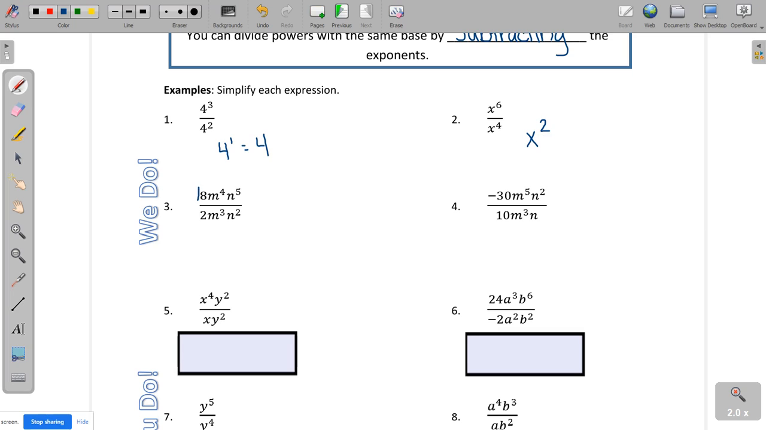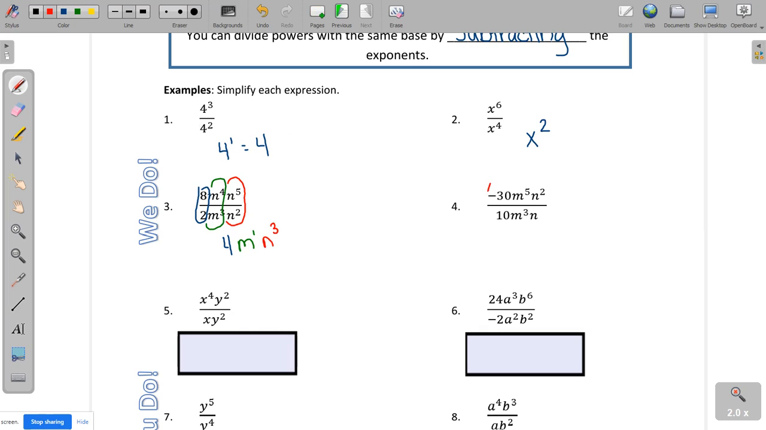Number 3, we need to simplify our coefficients first. 8 divided by 2 is 4. And then let's look at our m's. So we have m to the 4th and m to the 3rd. 4 minus 3 is just m to the 1st, which we don't need the 1. And then we're going to do n to the 5th divided by n squared. So we get n, subtract 5 minus 2 is 3. Just take it step by step.